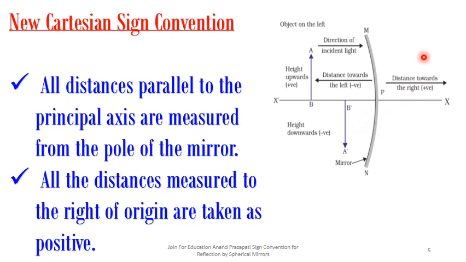If any object or image is placed on the right hand side, then the distance will be positive. The object is always placed on the left hand side, therefore the object distance is always negative. Object distance is always negative, but according to the position of the object, the image distance will be either positive or negative.